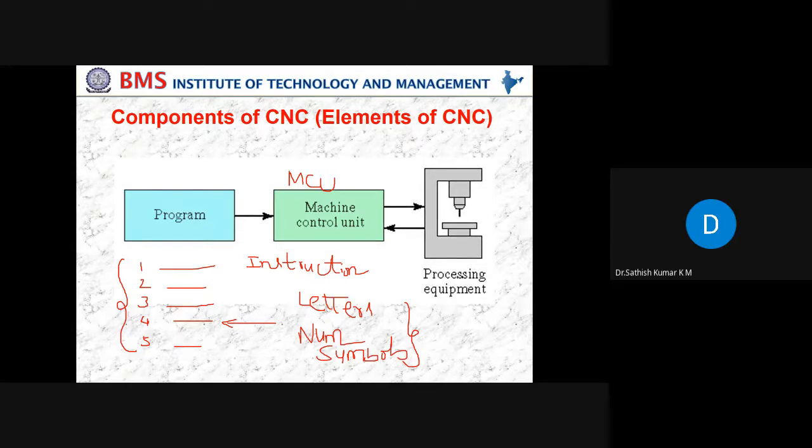Now, the one which actually does the work is important. The one which does the work is called the processing equipment, or the machine tool. This machine tool understands the program line by line and makes sure the tool moves as per the instruction, and the work is carried out. You have a program, the program is read by the MCU, and the MCU instructs the machine tool to carry out the operation as per the instructions given in the program. These are the basic three elements.